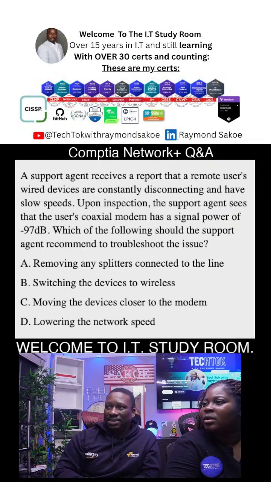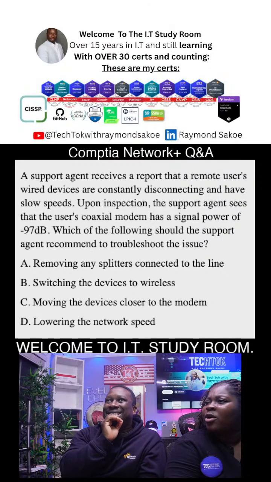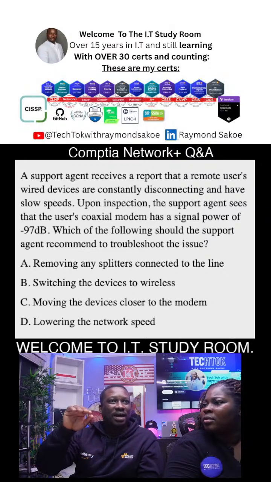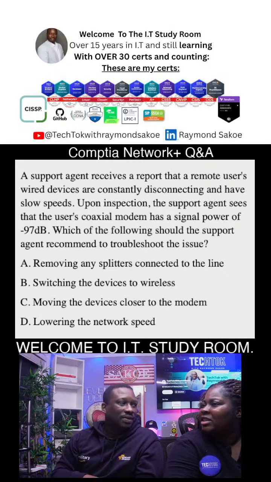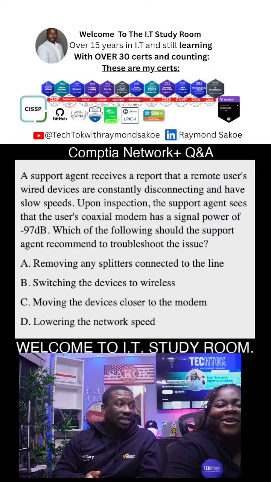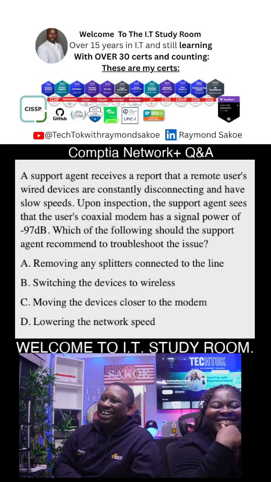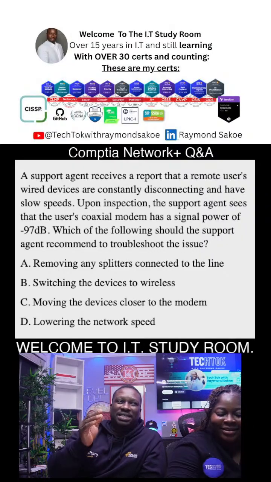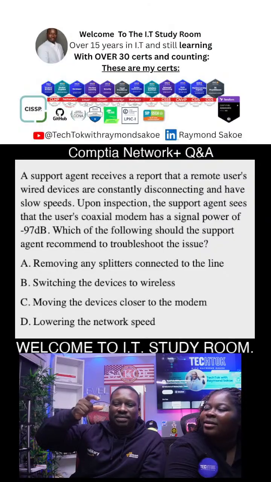15 is hot. True. But remember, it depends on how many devices you have in the house. What does hot mean? Hot means it's very high. It can fry the device. Right. So it depends. If you have 5 devices, it would be ideal to have higher dB coming right from the provider.